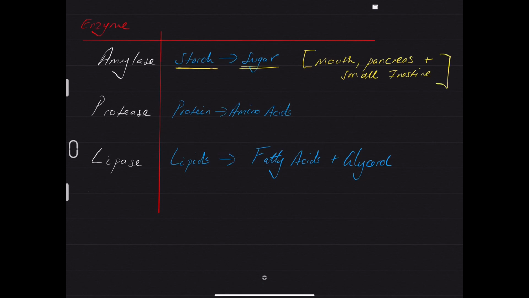Protease is secreted by the stomach, pancreas and small intestine.